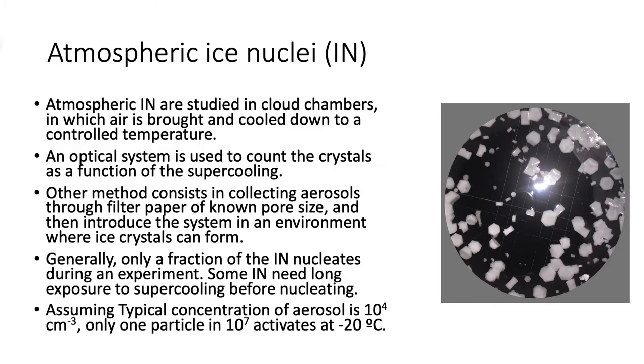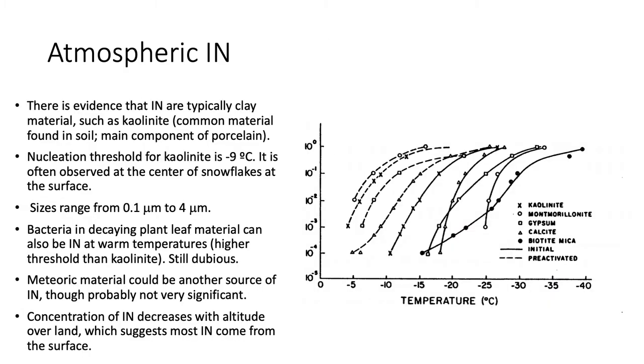Typically, one of the interesting features is that not all the ice nuclei act as ice nuclei. So if you have an experiment and you have all these ice nuclei, only a tiny fraction activates below a certain temperature. Here, using the numbers in the textbook, only one particle in 10 million activates as an ice nucleus. So things are not as straightforward as they were for cloud condensation nuclei.